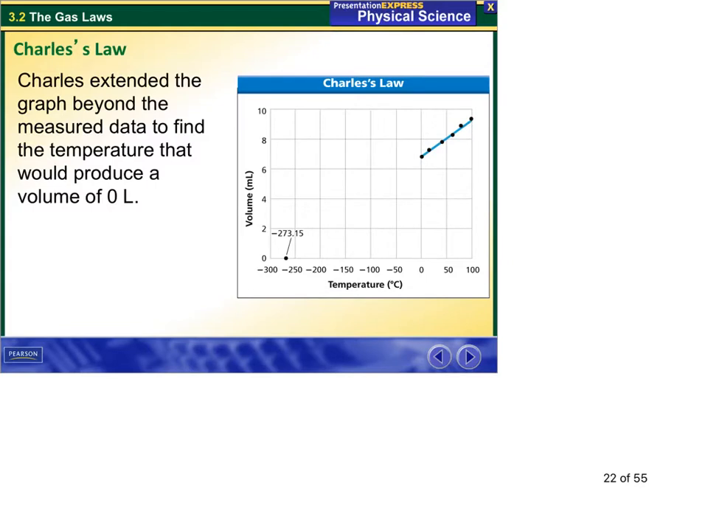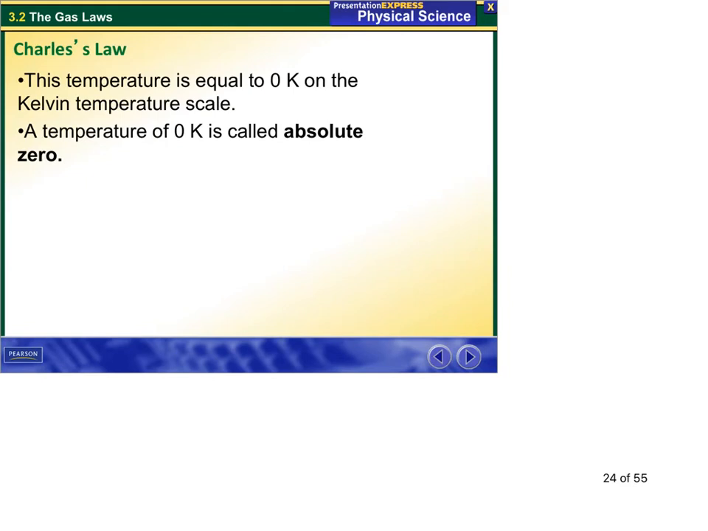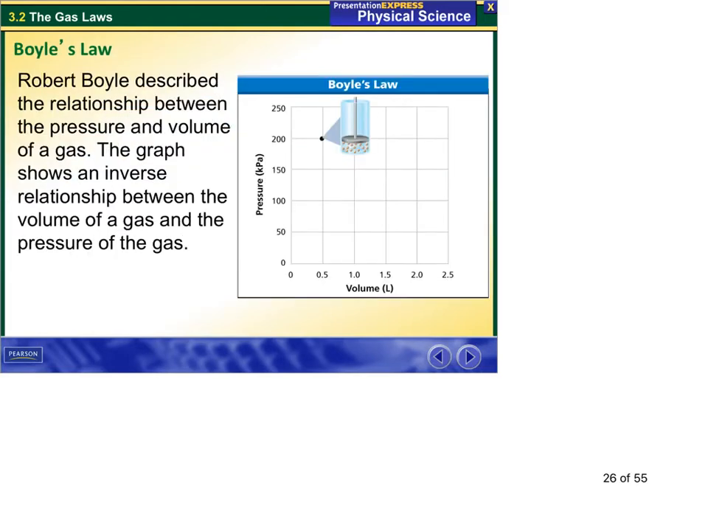He connected them up. It says over here, he extended the graph. And he extended it down until we got a volume of 0. And at the volume of 0, where it crossed the x-axis, he found the temperature would have been negative 273.15 degrees Celsius. And this is 0 K on the Kelvin scale, and it's called absolute zero. So absolute zero, if it were possible, we call this an ideal gas, that as we keep lowering the temperature, the volume's going to decrease and decrease, and if it decreased enough, it would get to a volume of 0. That's absolute zero, the coldest temperature possible.